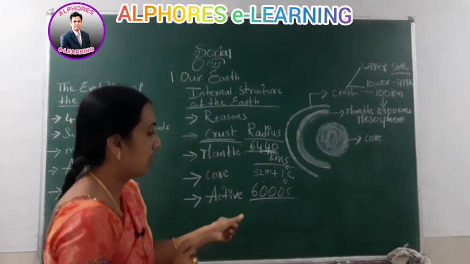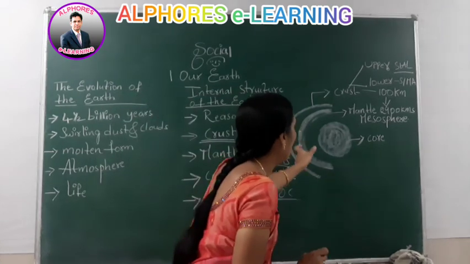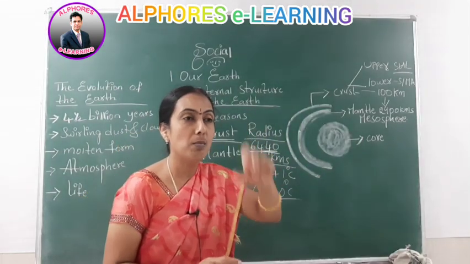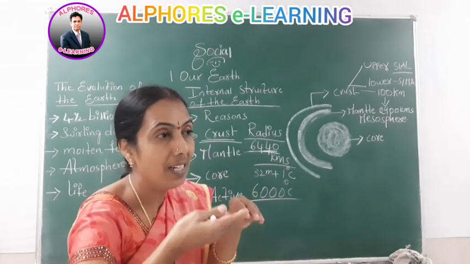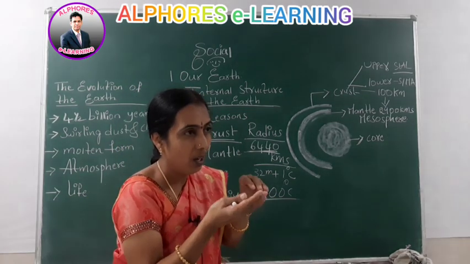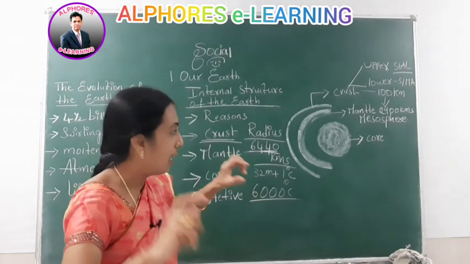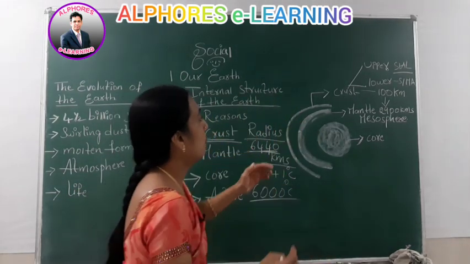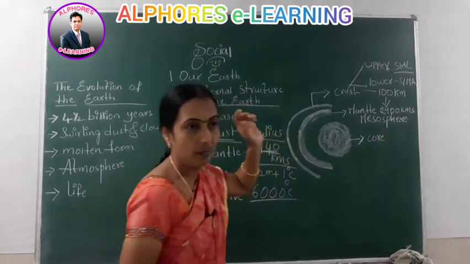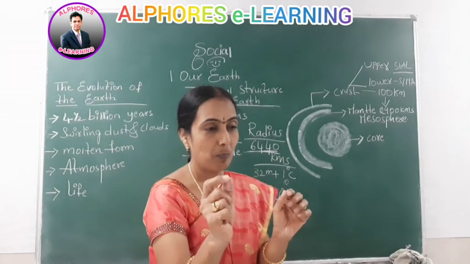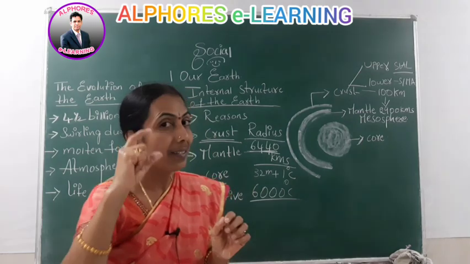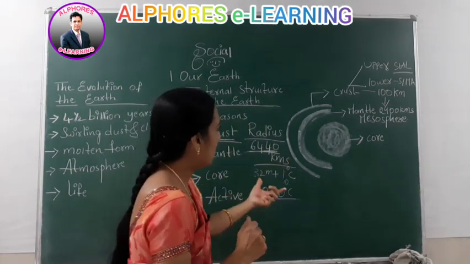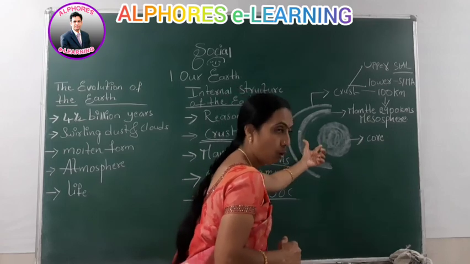Silicates are present here. And how was the mantle formed? When the earth was boiling in molten form, the heavier particles are there, no? They settled in the middle and they formed this middle layer. So, how to write points in mantle? You have to write like this. Mantle is the second layer of the earth's interior. It is present between crust and core.